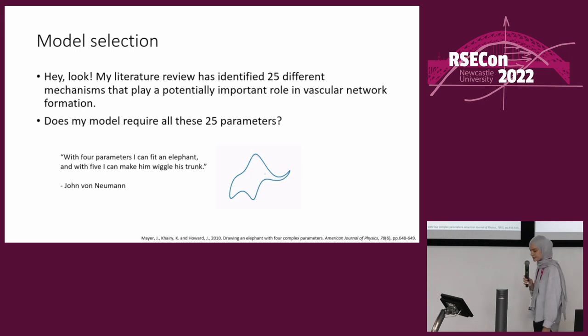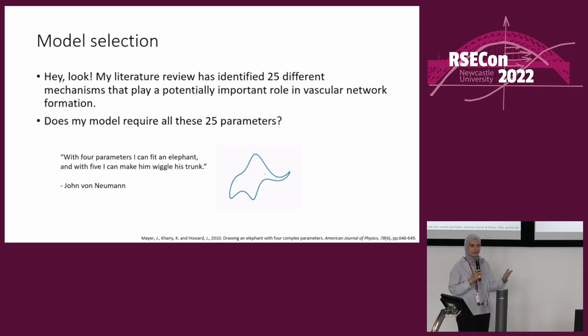So first part, model selection. I think anyone in the math bio domain, or anyone that works with experimentalist biologists, would be familiar with this idea. You have hundreds of things that are involved with these hundreds of processes, and you might end up, after reviewing literature or talking to a collaborator, with something like 25 different parameters that you think could be included.